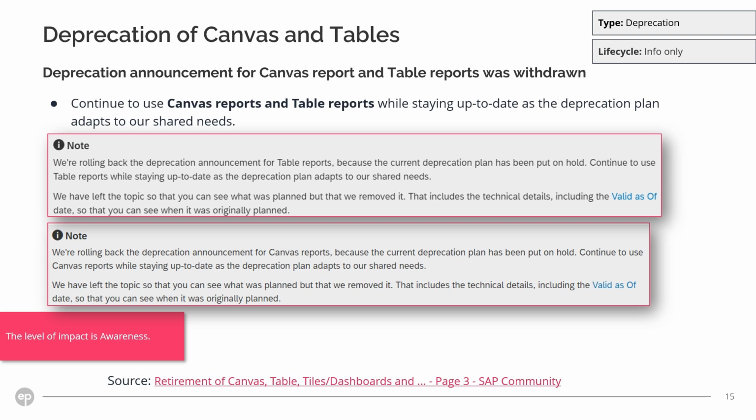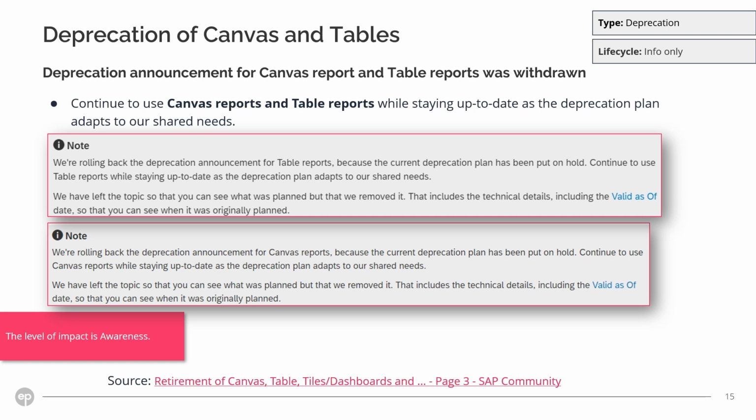Continuing on the topic of the deprecation of tools in reporting. Since 2 releases ago, SAP has announced the deprecation of tables and canvas by the end of 2025, but in the previous release, that deprecation was rolled back. So just to clarify what is the current situation and what we can expect. Currently, SAP does not announce any date for deprecation of canvas or tables.